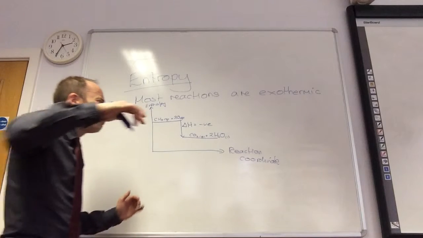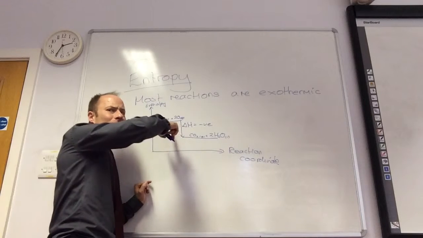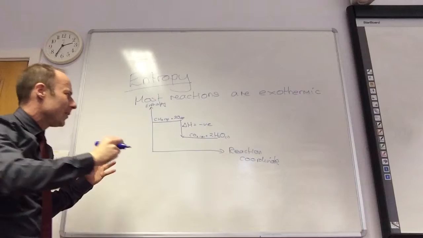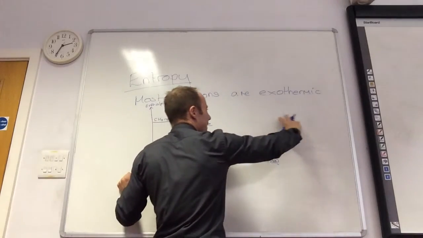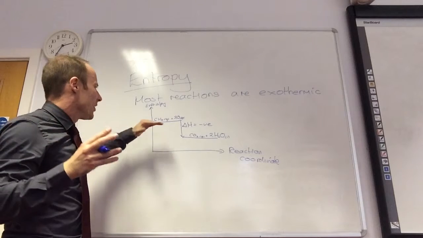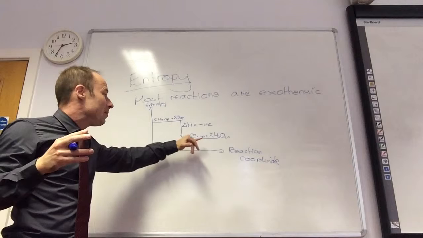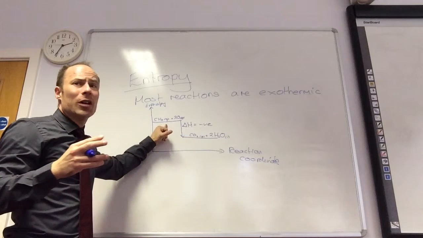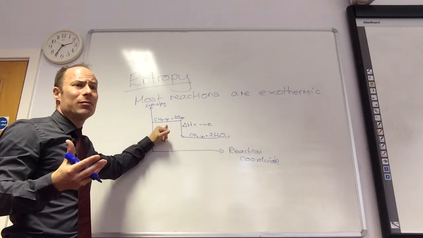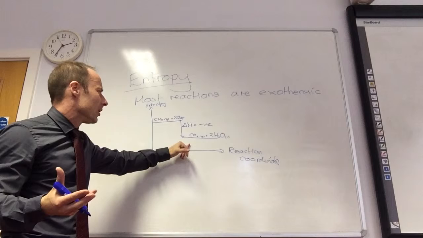That's telling me that the bonds in the products are stronger than the bonds in the reactants. Energy's been released into the surroundings, and I've lost chemical energy. The chemical energy that was stored here is gone. So these bonds are stronger than those bonds, so it makes sense that that reaction happened because I've got stronger chemical bonds.